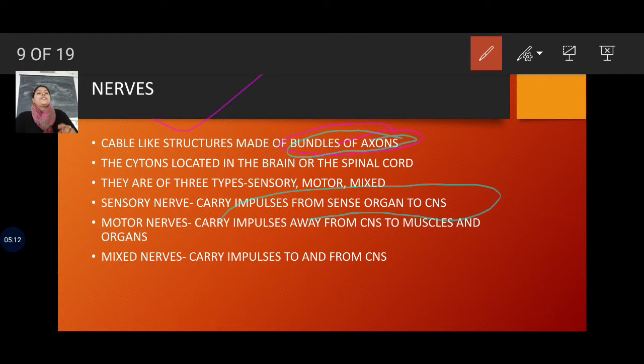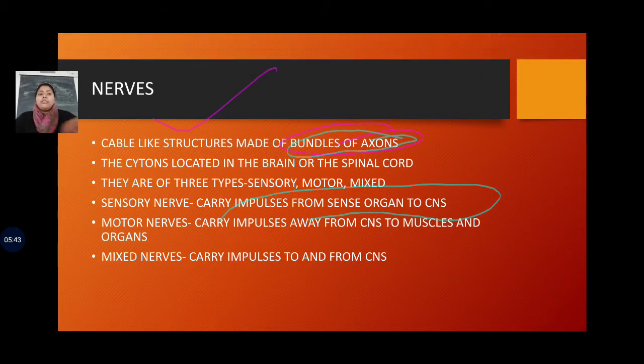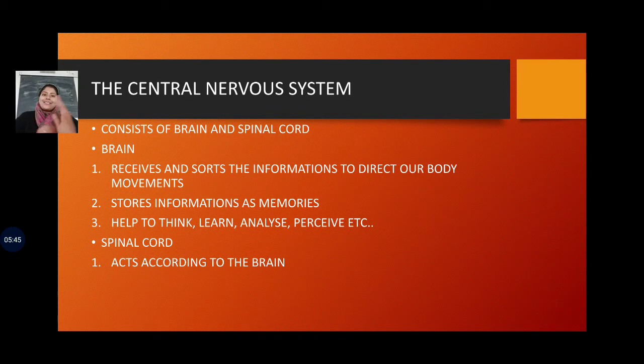So I repeat again, there are three types of nerves. Sensory nerves carry impulses from the organ to the central nervous system. Number 2 is motor nerves, which carry impulses from the central nervous system to the organ. And number 3, mixed nerves, which may perform both activities, carrying impulses from or to the central nervous system. That's all about the nerves. Let's move on to the central nervous system.